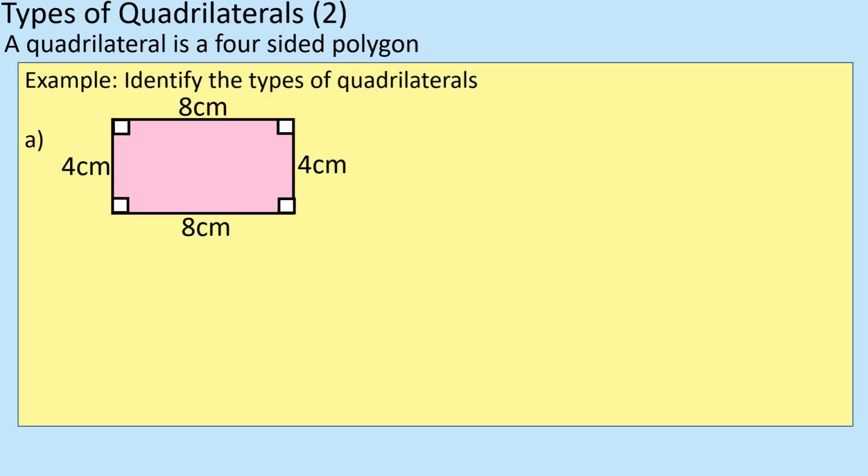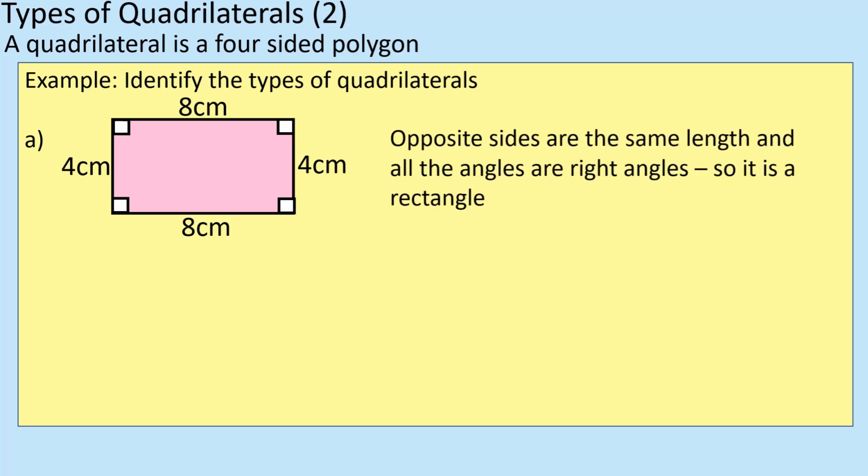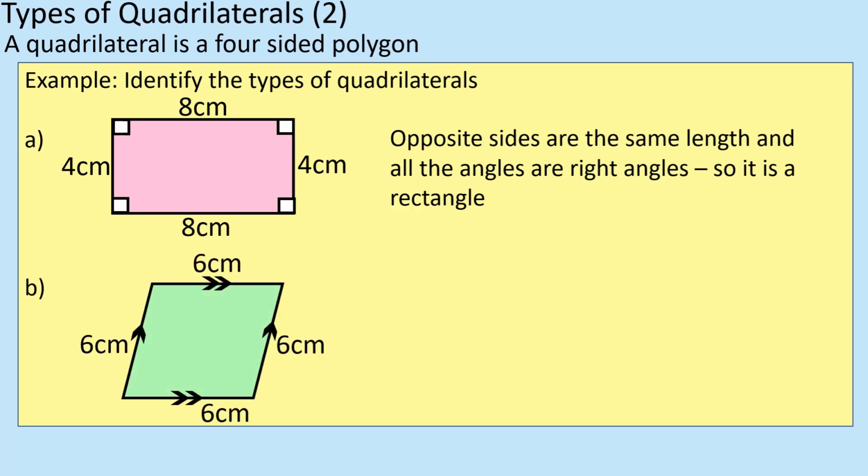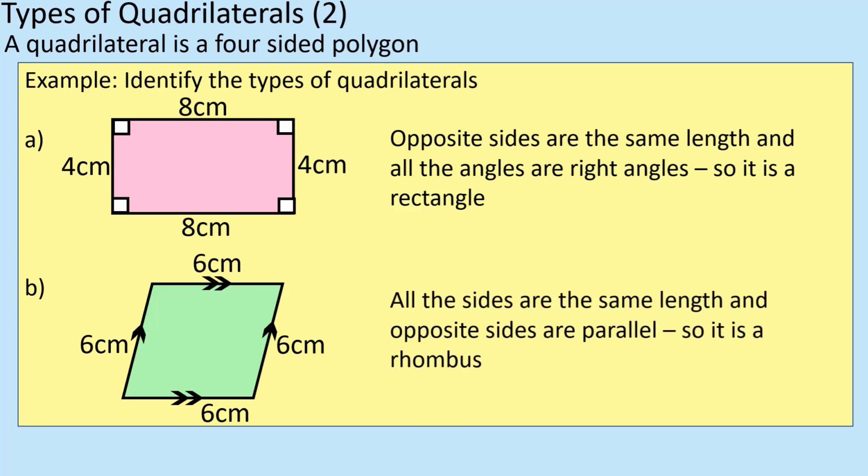So how do you identify types of quadrilaterals? Well, you look at what you've got. Here you've got two sides which are the same, either side, so that's a rectangle, and right angles in there as well. If I look at this one, all four sides are the same, and opposite sides are parallel, so it's a rhombus. So it's about using those properties more than anything else and making sure you can apply them.